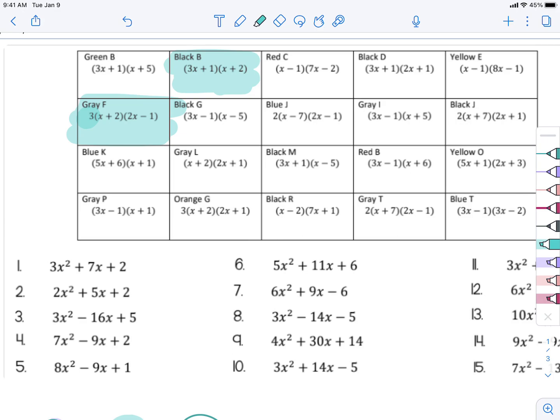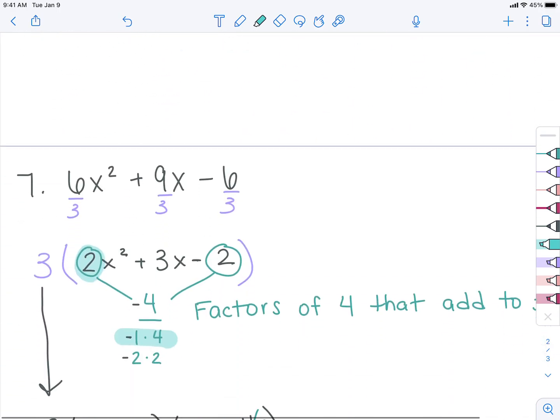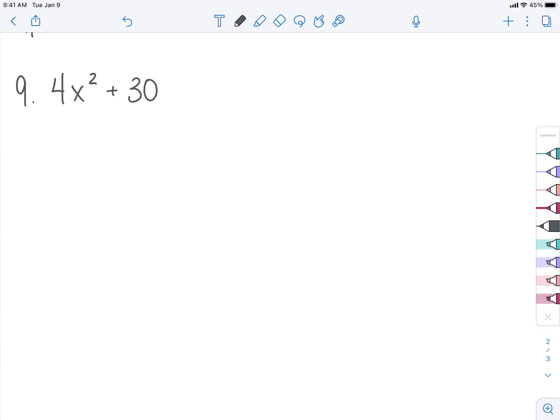Do you want to do number 9 together, or do you feel okay with it? Yeah, let's do it. Why not, right? What the heck? We're just having so much fun, we might as well do it together. So we've got 4x squared plus 30x plus 14. Number 9: 4x squared plus 30x plus 14.